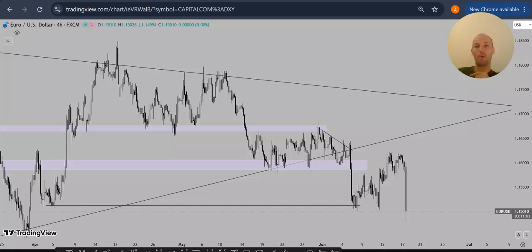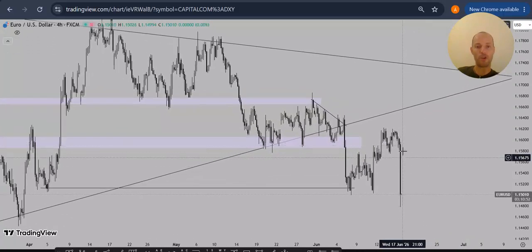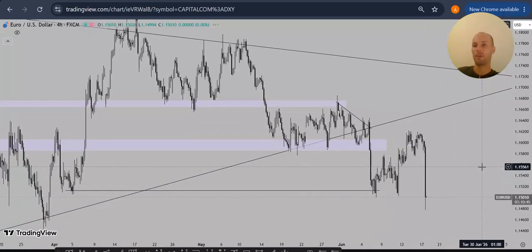So this is the Euro US dollar chart. We're on the 4-hour time frame, and today we close with an extremely bearish candle. All right, so we have a confirmation that Euro USD is finally going down. So we're going to start. I'm going to make a full breakdown analysis.